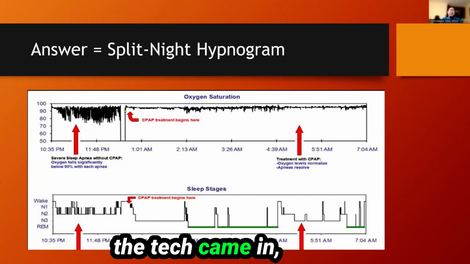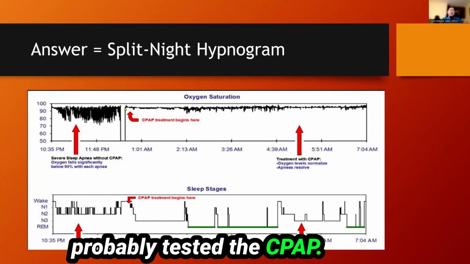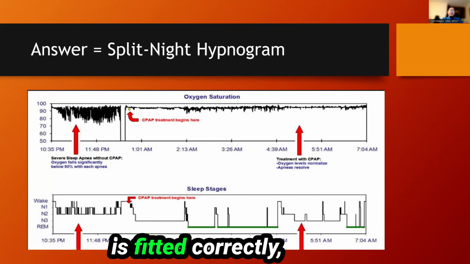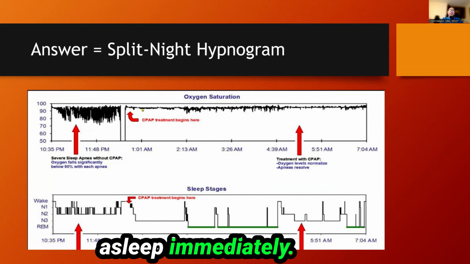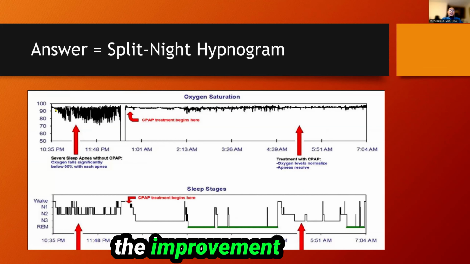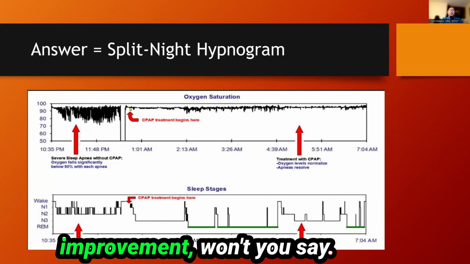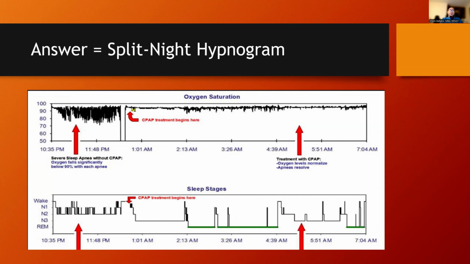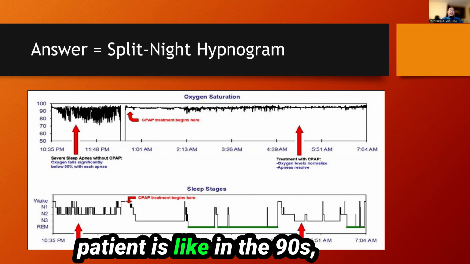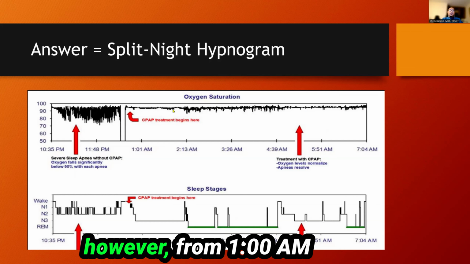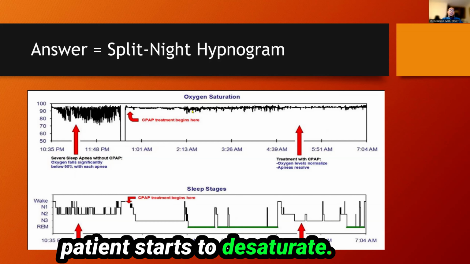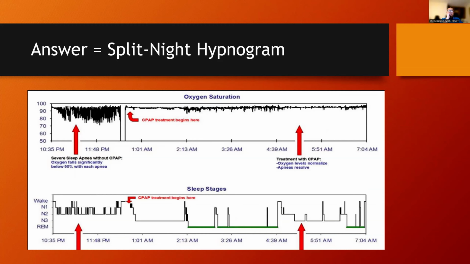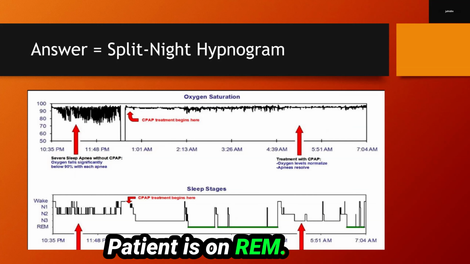So this is when the tech came in, probably tested the CPAP, and the patient is fitted correctly. Now the patient fell asleep immediately. And look at the improvement in desaturation. This is a pretty radical improvement, won't you say? The patient is now in the 90s. However, from 1 a.m. and around 2, the patient starts to desaturate. Why is that? The patient is in REM. Very good.